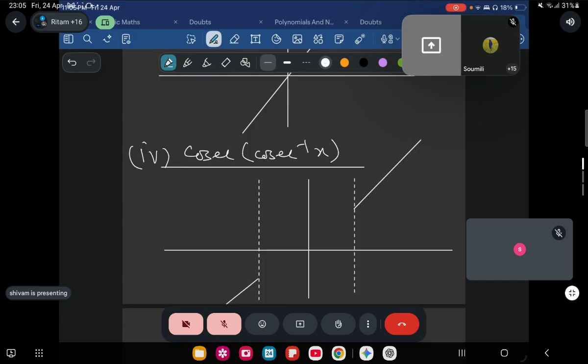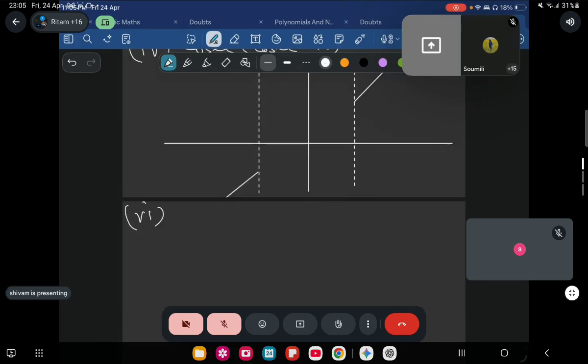Okay. Next, number 6. Sec of sec inverse x will be same as cosec of cosec inverse x.